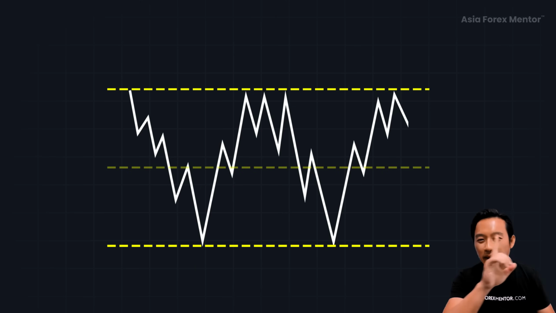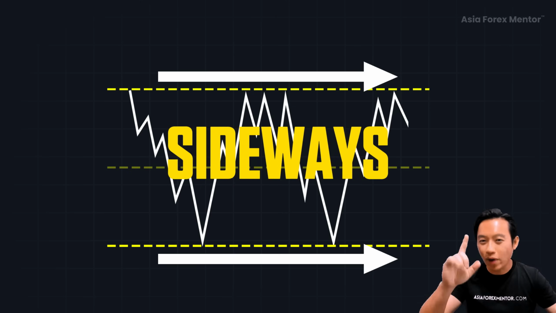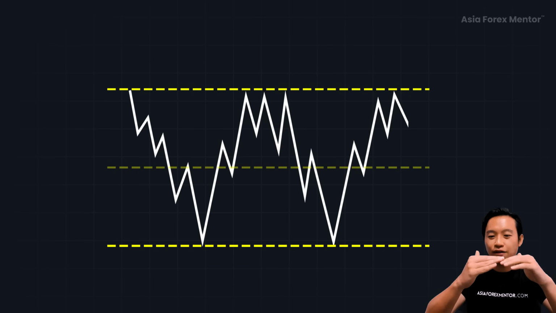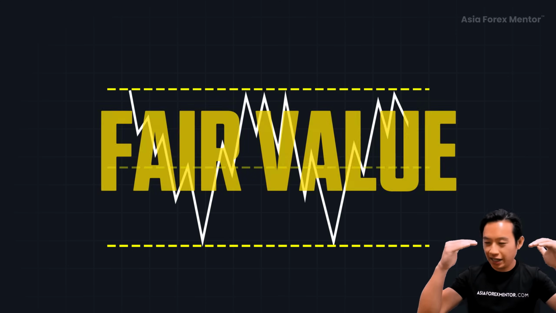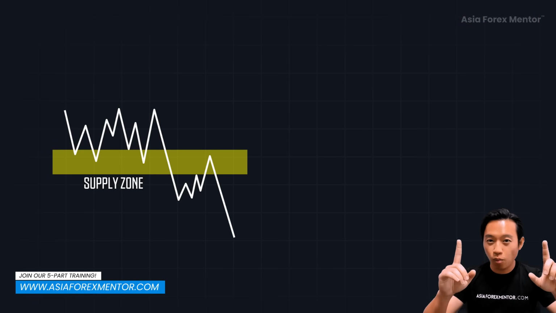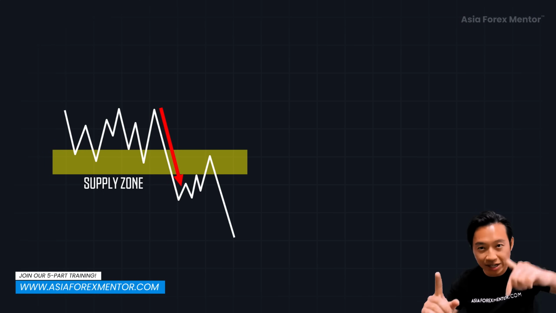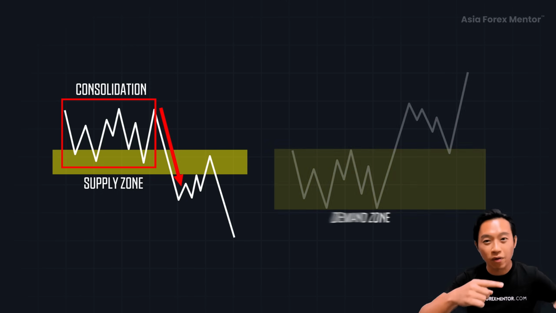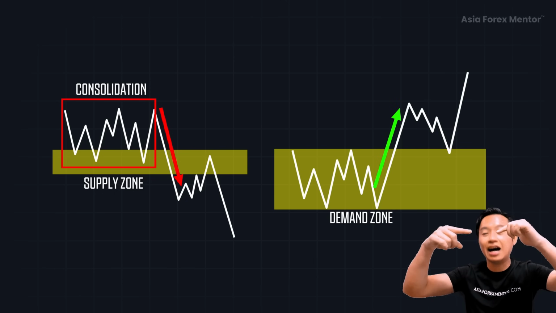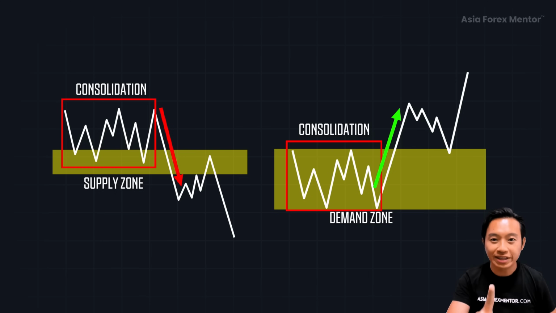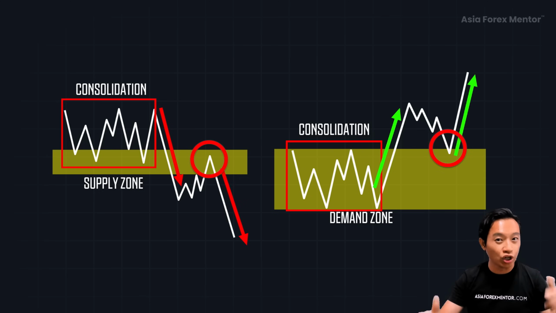So price moves sideways when there is no clear trend, and the market balances out to find a fair value at the equilibrium points. So supply zones are formed when what? When price drops aggressively after a consolidation. Demand zones, on the other hand, are where price rises aggressively after a consolidation. So price often retests these zones before continuing its move.